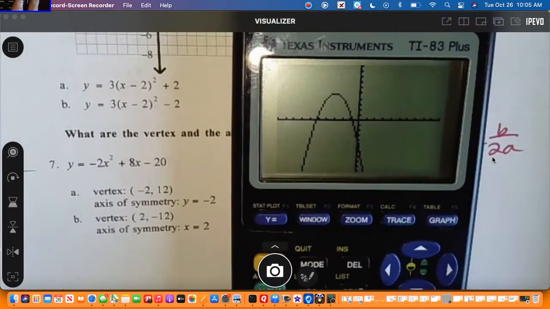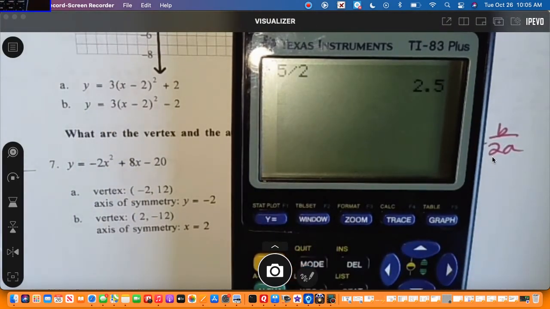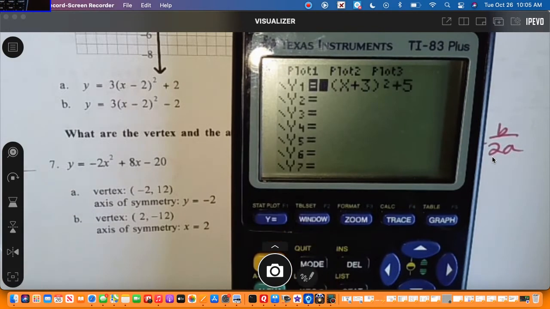No. It's the same thing. Ask Jessie Kate. She just said that a little while ago. She was like, it's always just like it. Negative 2x squared plus 8x minus 20.